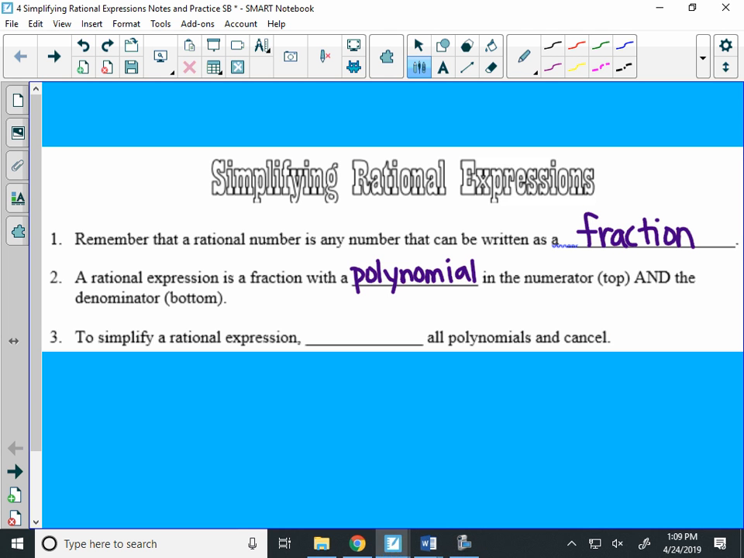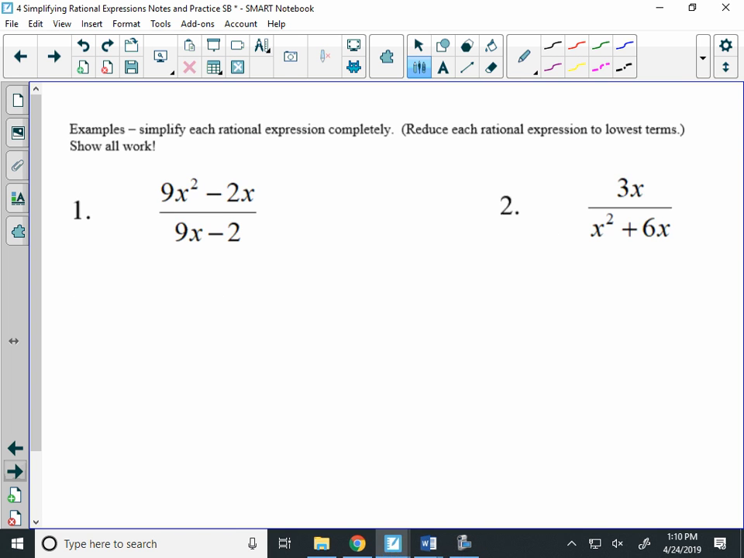Today all we're doing is simplifying. We're not going to add, subtract, or anything like that. We're just simplifying, and we're going to do that by factoring all the polynomials and canceling things off. Right? So if you can factor and you can cancel things, you can do today. Let's jump right into it.